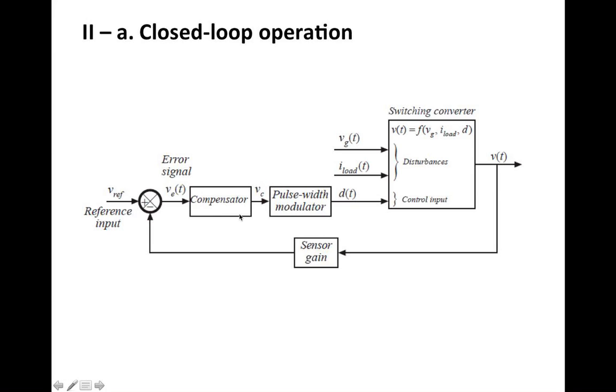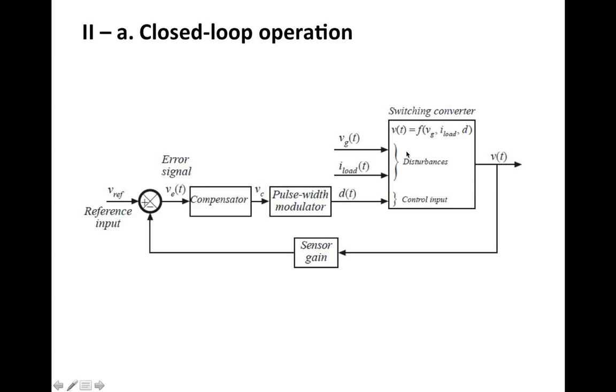So the output of a compensator is an analog voltage, but we need to generate this duty cycle. We know that we need a PWM signal for our switches inside the switching converter. So a pulse width modulator is a block that takes this analog control voltage and generates a PWM signal for us, and we will see how shortly.